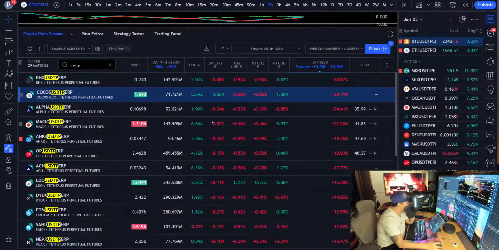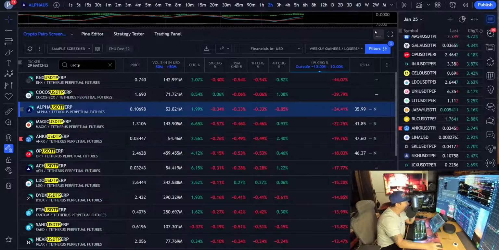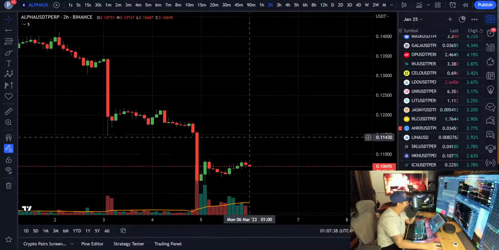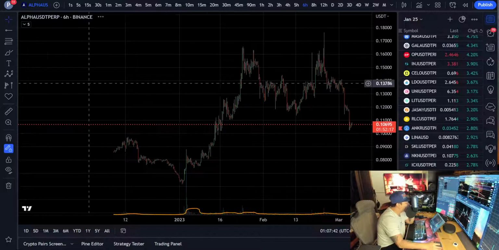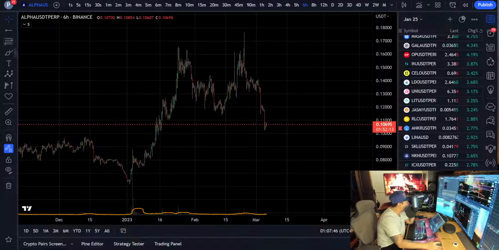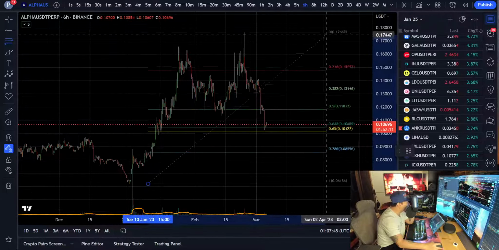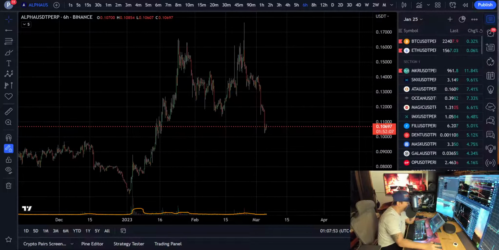There's been like Coco and Alpha and Magic. All these coins are dropping stupid amounts. And the thing is, who cares what they're doing? All that matters is what happens to Bitcoin right now, because what happens to Bitcoin is going to end up dictating the rest of the market. So I highly recommend you just follow Bitcoin.